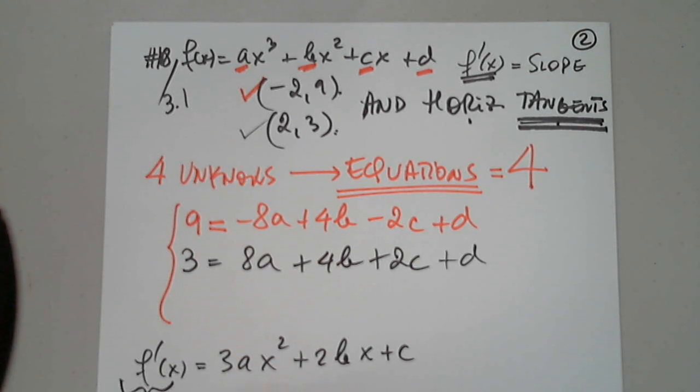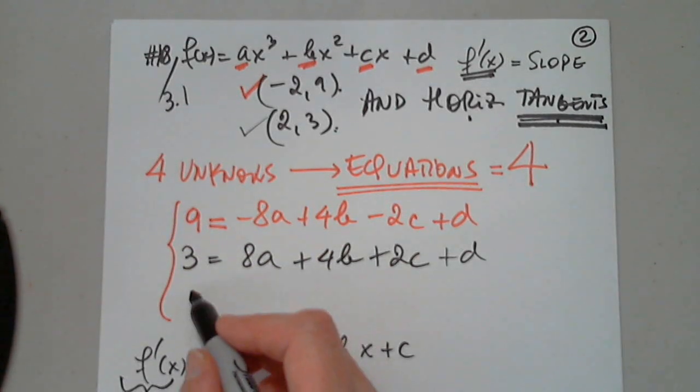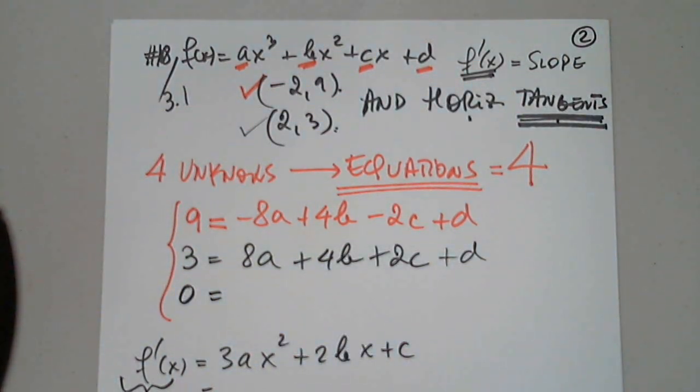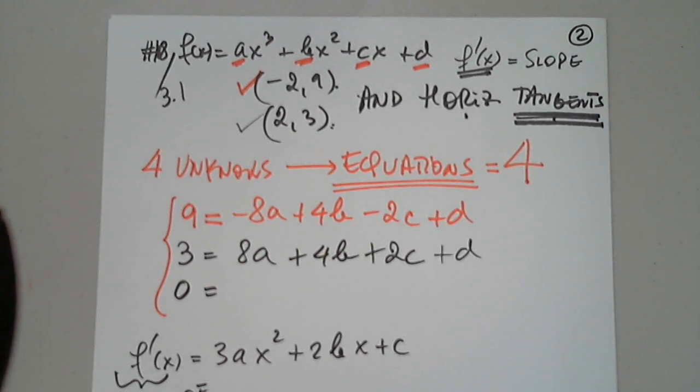Slope of the tangent. When it equals 0. Yes. So 0 equals what? Did you plug in the x values? Yes. Exactly. The same x values, but now in the derivative.